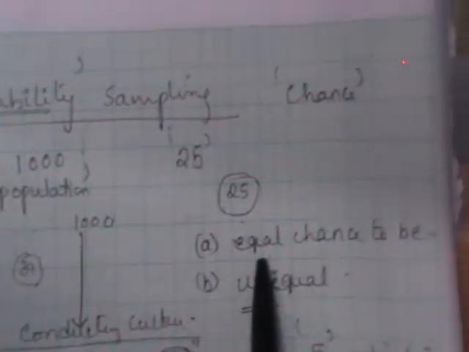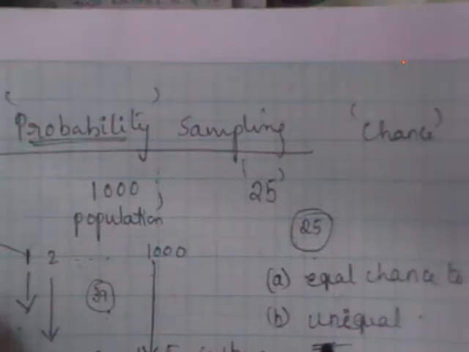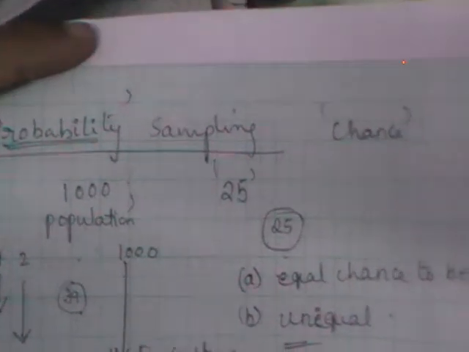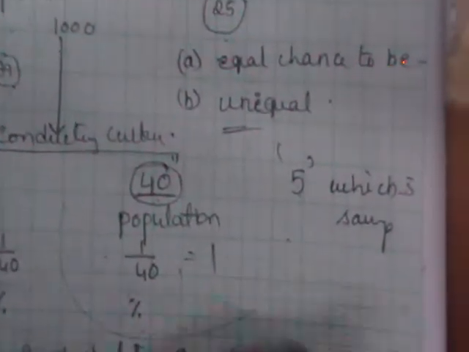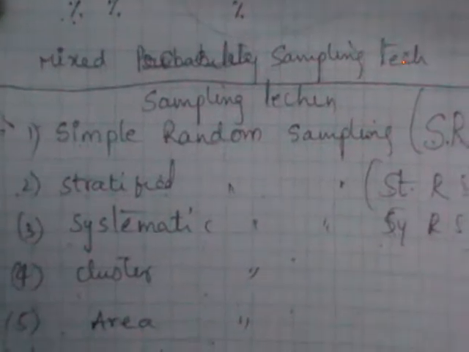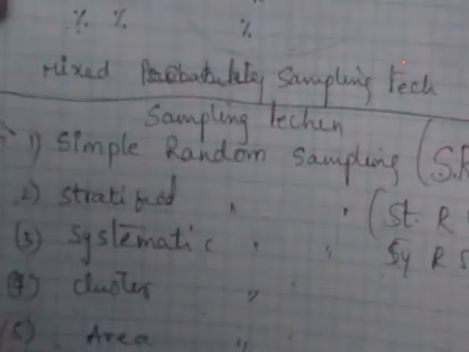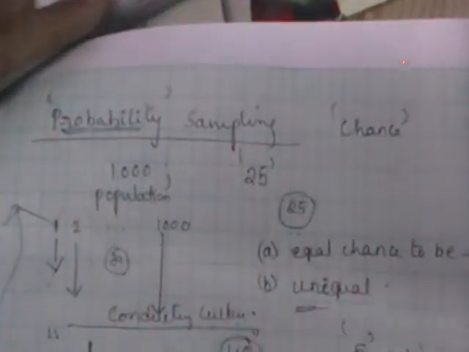Those may have equal chance or unequal chance of being included. And the third one is mixed sampling, where we use partially some laws of probability and partially subjective, judgment or purposive sampling. So these are the three categories. I said that this is the most widely used.